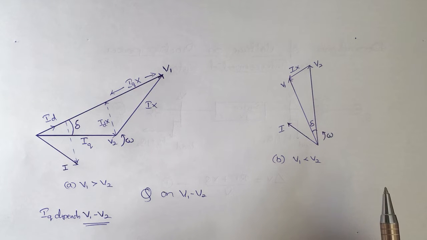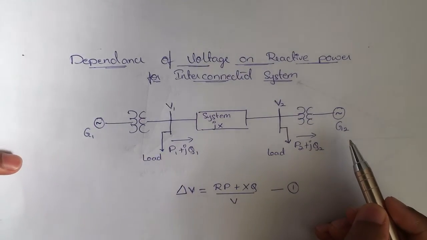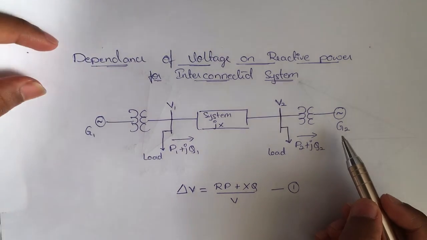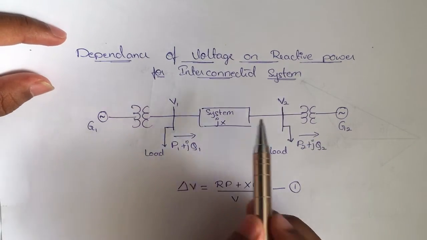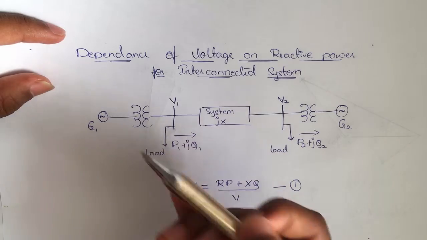Now we can see we can control the reactive power flow in a direction depending on the excitation. If you excite generator 1 by a greater value compared to generator 2, the power flow will be from bus 1 to bus 2, and if we excite generator G2 more such that V2 is greater than V1, then the flow will be from bus 2 to bus 1.